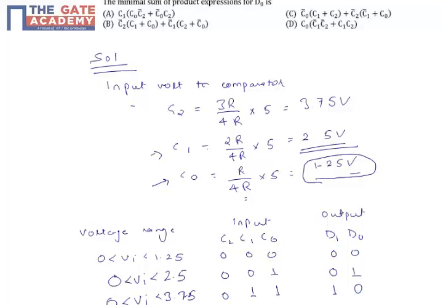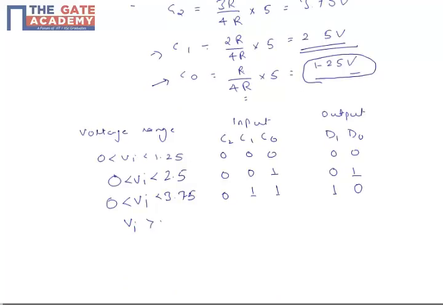Our next condition is when Vi is greater than 3.75, that is up to 5 volt max. All the inputs are going to be 1 here and our output is also 1, 1.